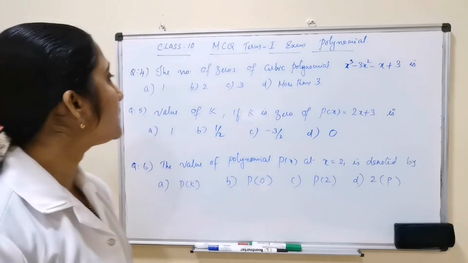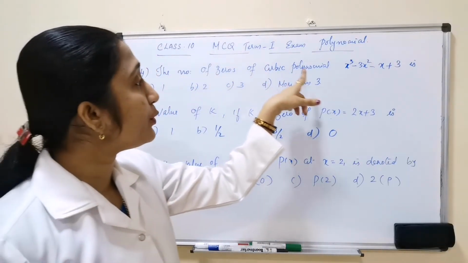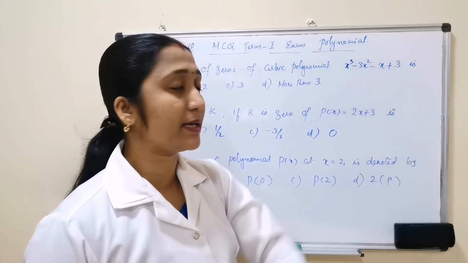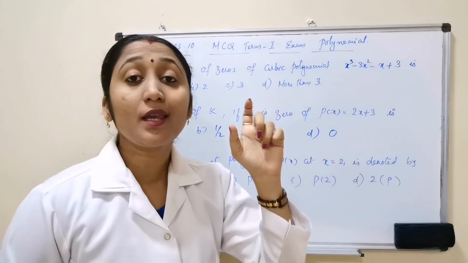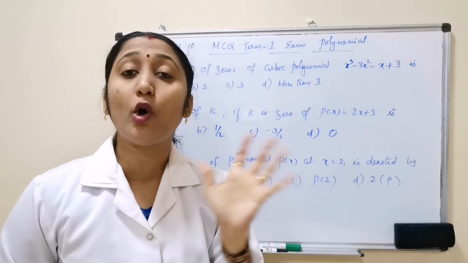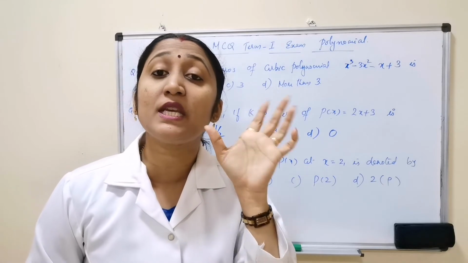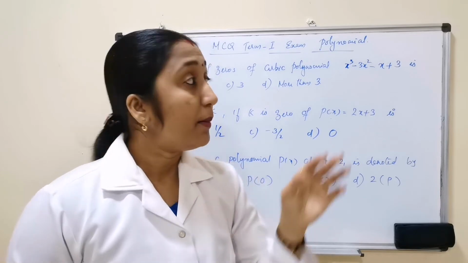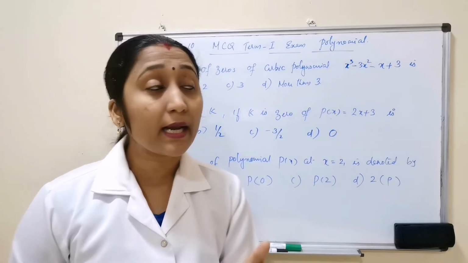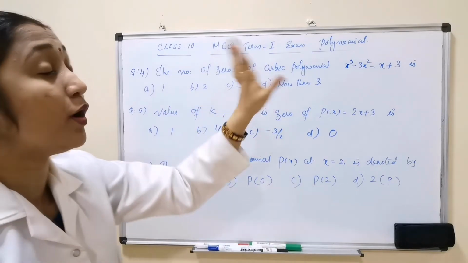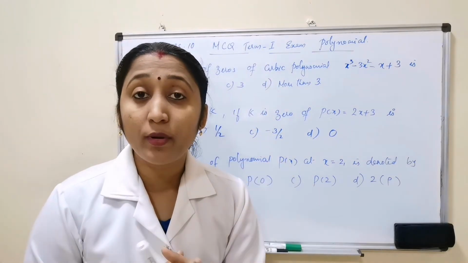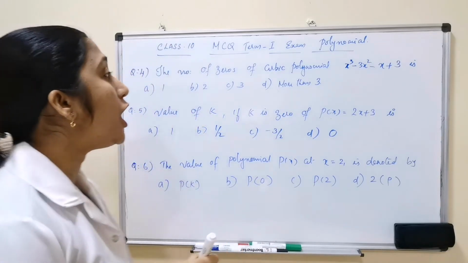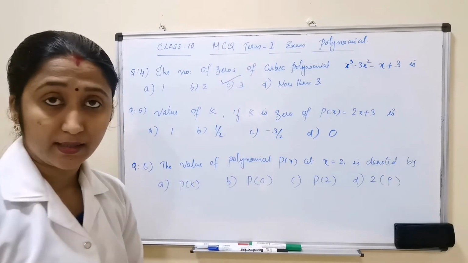The next question is: the number of zeros of the cubic polynomial x cube minus 3x square minus x plus 3 is. So here a cubic polynomial is given. How many zeros does a cubic polynomial have? A quadratic polynomial has only 2 zeros. But how many zeros does a cubic polynomial have? Here the options are 1, 2, 3, more than 3. If it is a cubic polynomial, it has 3 zeros, that is alpha, beta and gamma. So the option is C. Is it clear?